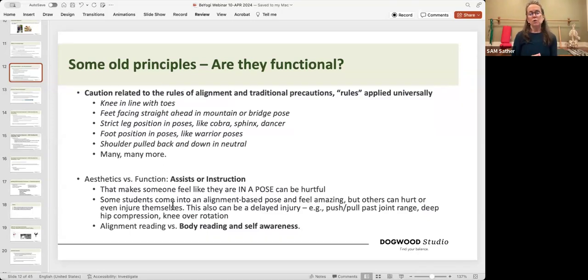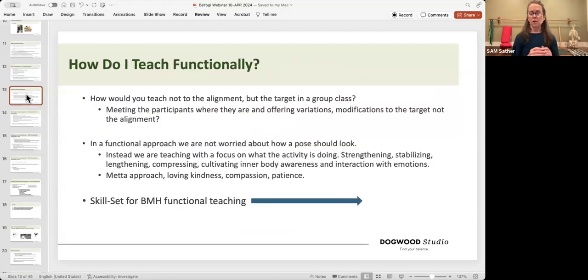So in a functional approach, we are body reading as teachers. We want to teach and cultivate our students to body read themselves, not judge, but body reading, and also cultivate self-awareness, not alignment reading. So the idea of walking up to someone who's in class in Warrior 2 and correcting where their foot is, unless they asked you, "My knee hurts when my foot is like this, what should I do?" That's a different thing than wanting everyone to look the same in your class.